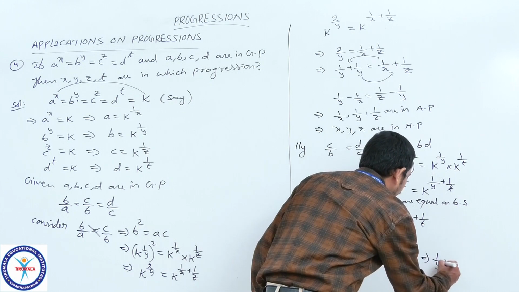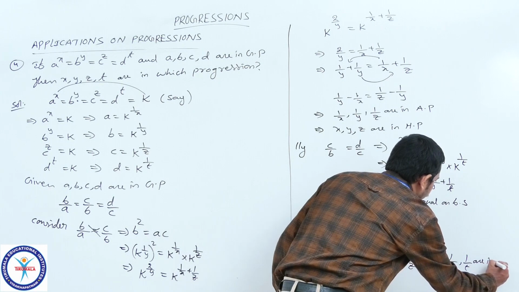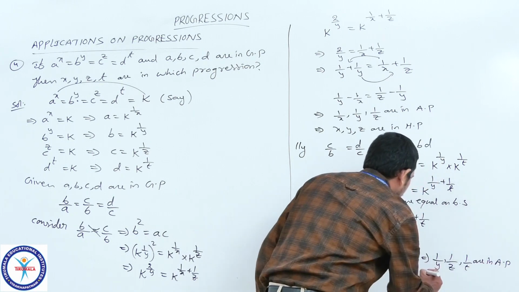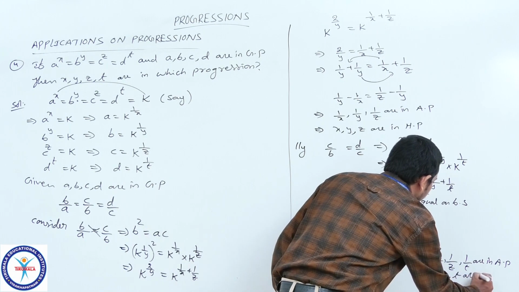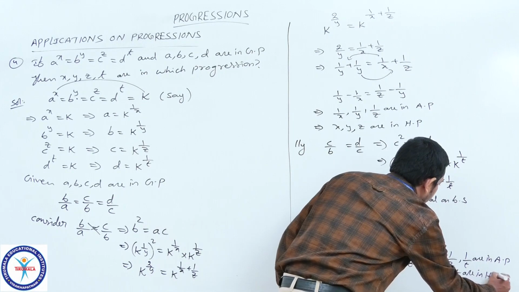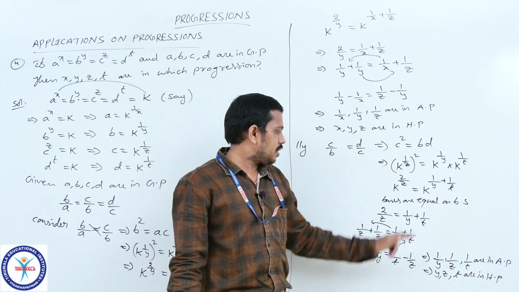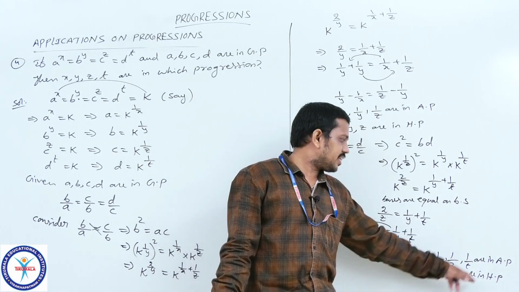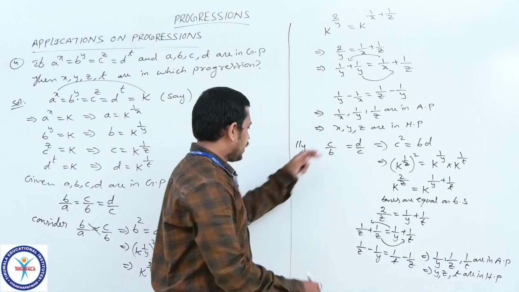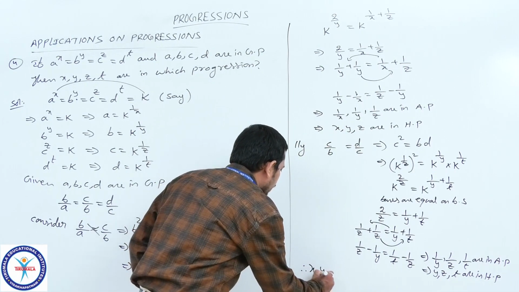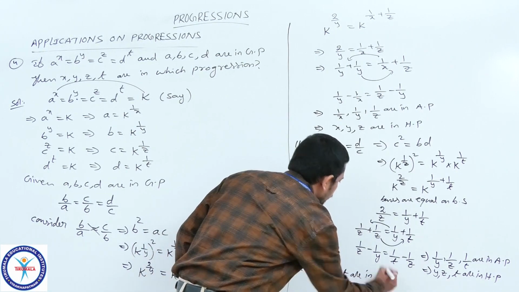1/y, 1/z, 1/t are in arithmetic progression, which implies y, z, t are in HP. Here we have x, y, z are in harmonic progression, and here we have y, z, t are in harmonic progression. Therefore, from these two we have x, y, z, t are in harmonic progression.